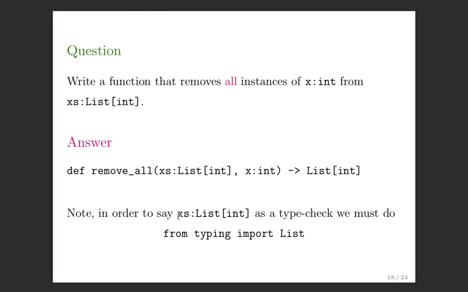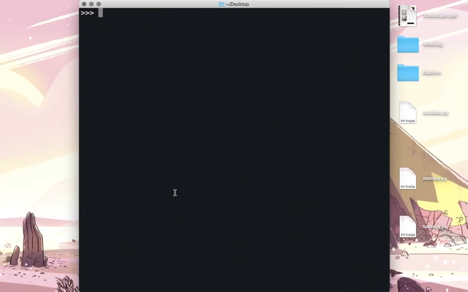So what did we want to write today? Remove all. Okay, so maybe I can do this in Python. Let's not risk it. What day is it today? Wednesday?